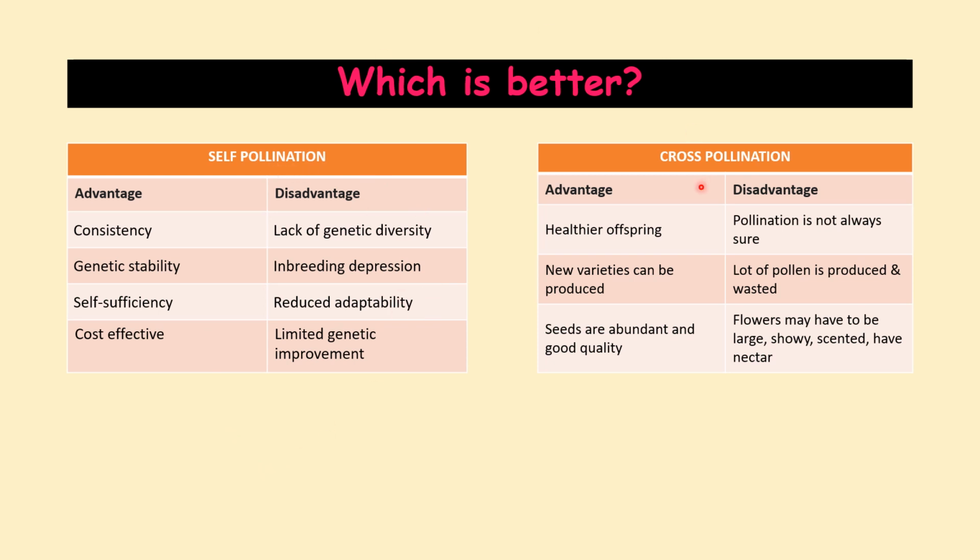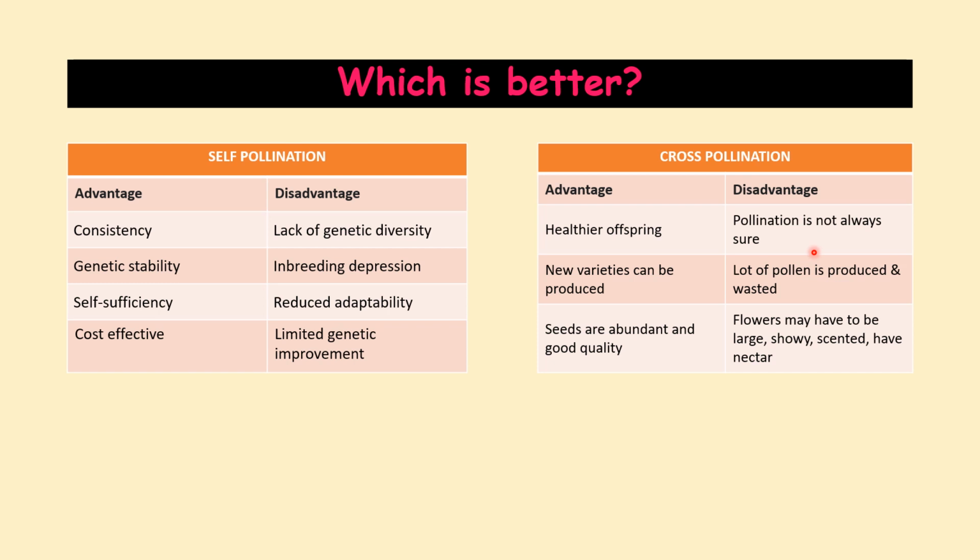If you look at cross-pollination, exactly whatever is the disadvantage of self-pollination are the advantages of cross-pollination. We can see that there are a lot of new varieties that can be produced because of the genetic diversity that happens when the genes and chromosomes of different plants come together. The offsprings are generally healthier, and there are a lot of good quality seeds which are produced.